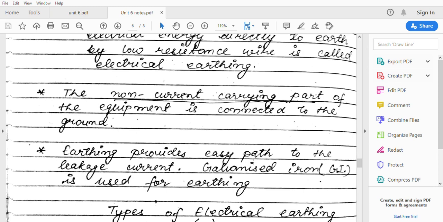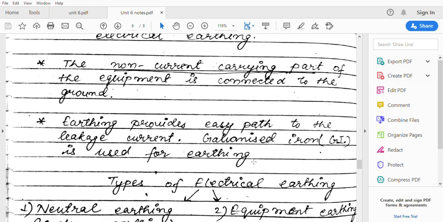So the most important material used for it is galvanized iron. Also, in order to reduce the resistance of this connection, the area of cross section, as we know, resistance equals rho L upon A. So in order to reduce the resistance, the area of cross section of this galvanized iron wire is increased. So if you see some earthing wire, you will see it is a thick wire, because if you increase the area, the resistance will get lower.